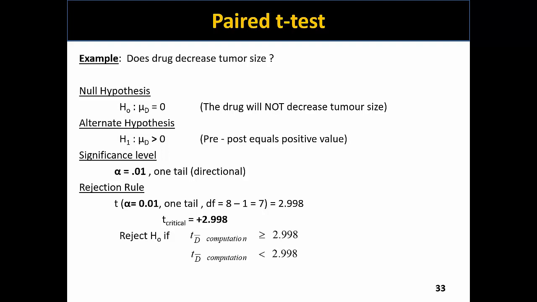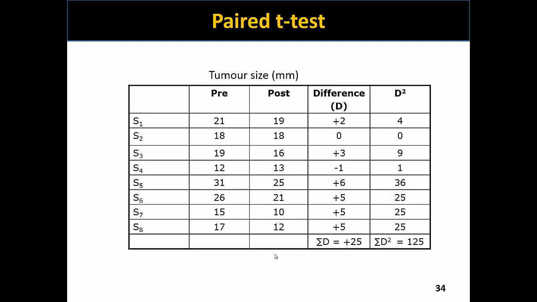2.998. And so our rule here is that we're going to reject the null hypothesis if the t statistic that we calculate, we haven't calculated it yet, but if the t statistic is greater than or equal to the critical value of 2.998. We're going to retain the null hypothesis, basically saying that the drug was not effective if our calculated t statistic was less than 2.998.